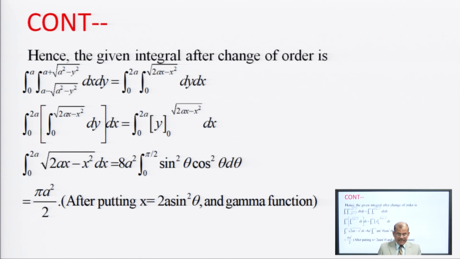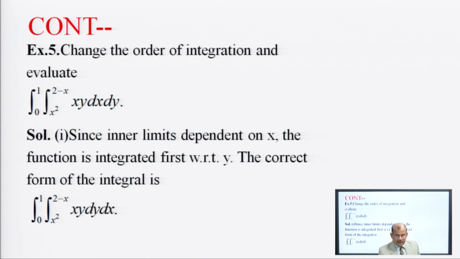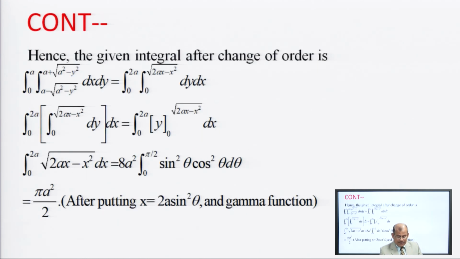First we have to integrate with respect to y having variable limit. The integral of dy is y, putting the limits, the lower limit vanishes, and we get the integral of under root 2ax minus x square dx, which is 8a square integral from 0 to pi by 2. How do we find the value of this integration? Put x equal to 2a sin square theta, and substituting we get this. It is easy to integrate using the beta function, and after simplification we get pi a square by 2.